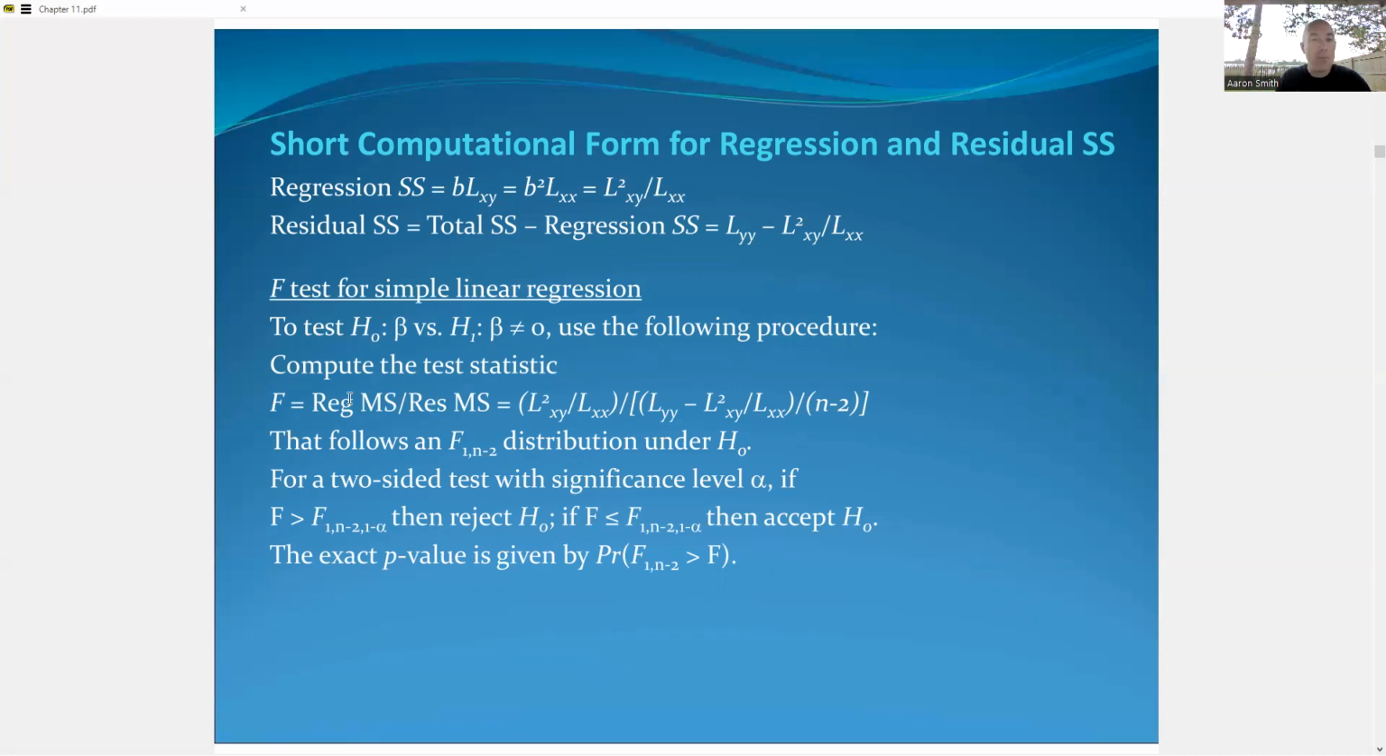All right, so we'll take regression mean squares divided by residual mean squares. We're going to treat this as an F distribution with 1 and n minus 2 degrees of freedom. And then we're going to run our test.